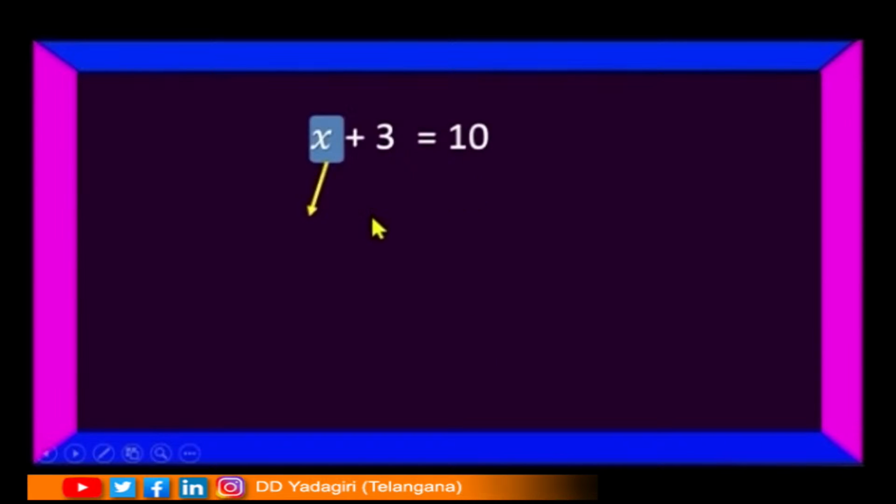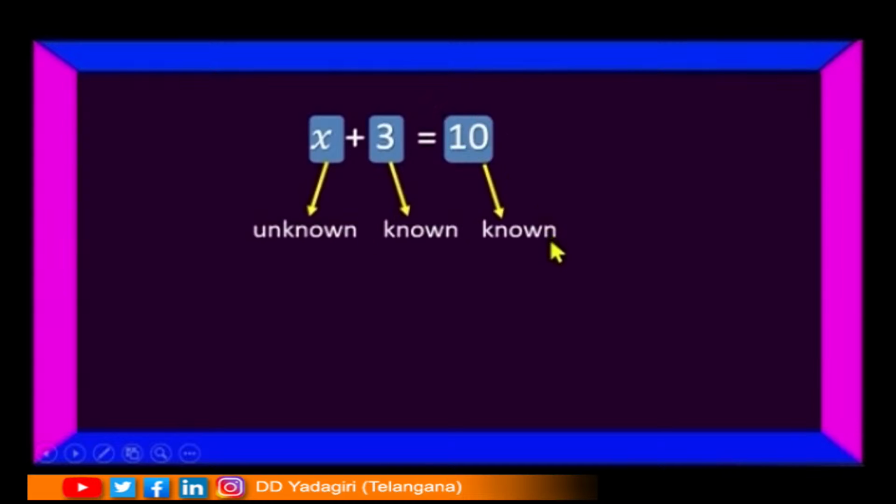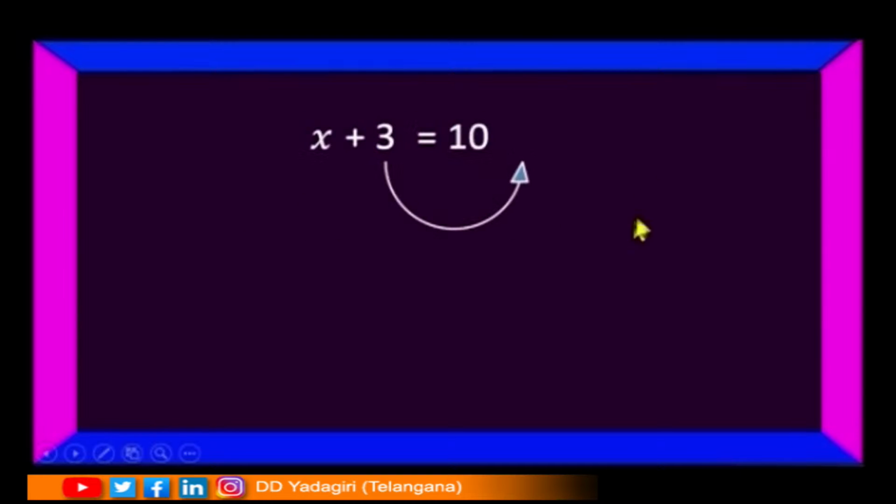Here x is an unknown value, 3 is a known value and 10 is also a known value. We should shift this 3 to the right side because all known terms should be on the right side. Thus, we take this equation and while transposing, the operation addition changes to subtraction. Thus, it becomes 10 minus 3. So, x equals 10 minus 3, which is 7. Thus, we got the answer 7.